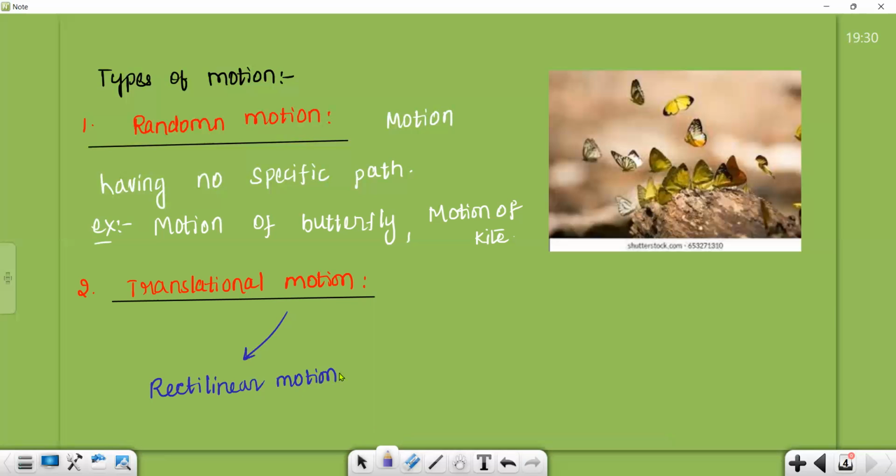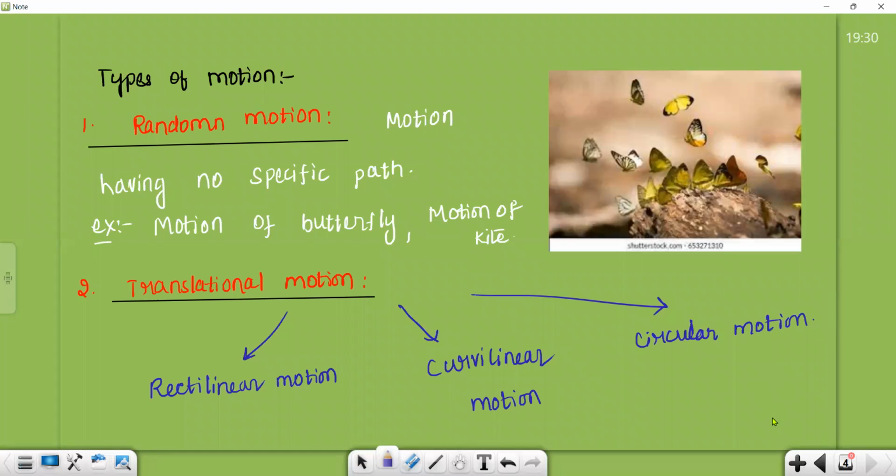Rectilinear motion would follow a straight line, ma'am. Yes, correct. Curvilinear motion will follow a curve. Curvilinear means it moves in a curve. Whereas the other motion is circular motion. All these three are included in translational motion.